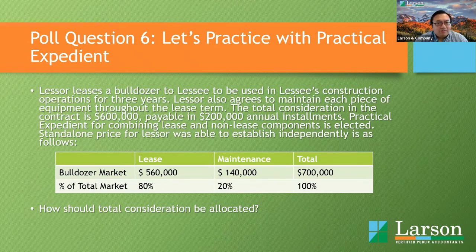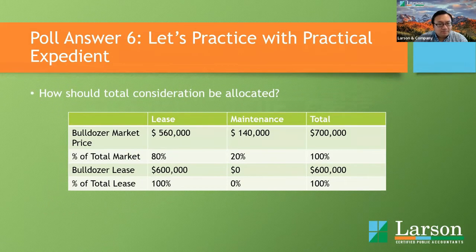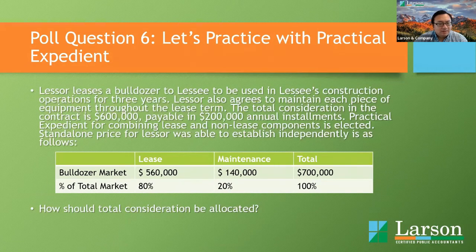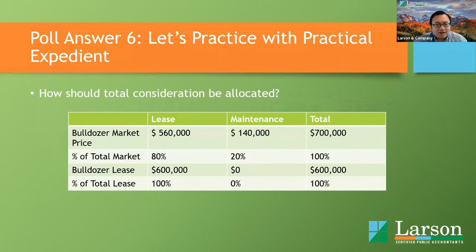So here is the poll question here again. Similar fact pattern here, but this time you're going to be using the practical expedient for combining leases. So in this situation, because the lease is predominant here, which is 80%, you could elect to say, hey, all construction equipment here for this asset class, I'm going to be accounting for all the $600,000 as my lease expense.